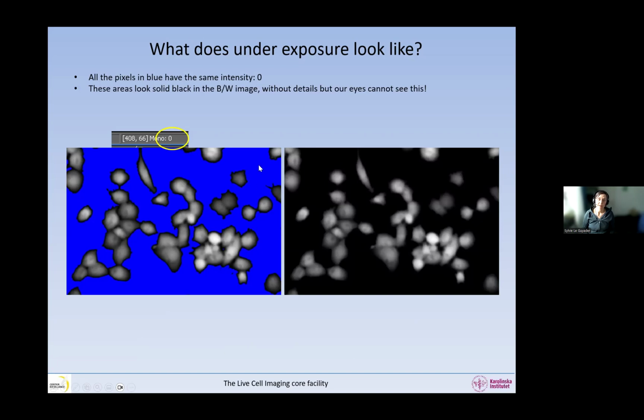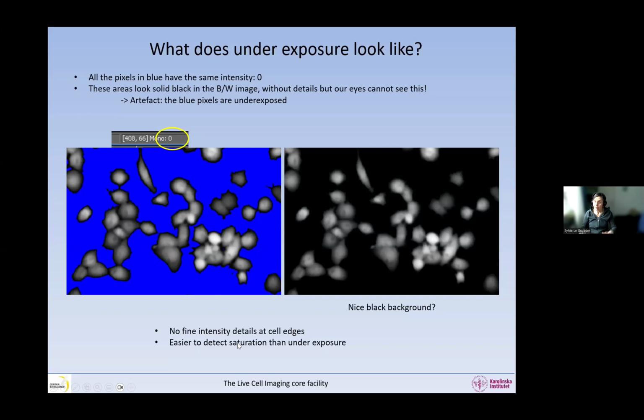If you do not have the saturation and underexposure mask, it is much harder for you to see that there is a problem with the images when they are underexposed. This is solid black, but since it's normally quite black anyway, we will not notice until we put the saturation mask on. So without the mask, our eyes cannot see, but there are no details in the background at all. So this is also an artifact, and all the blue pixels are underexposed. It's a very nice background, right? But there are no fine intensity details at the cell edges, and everything has been eaten up.